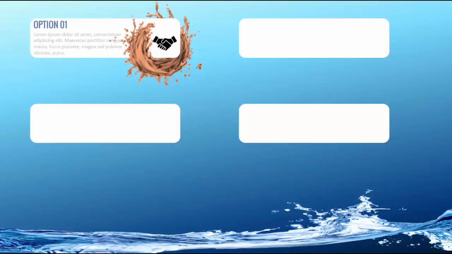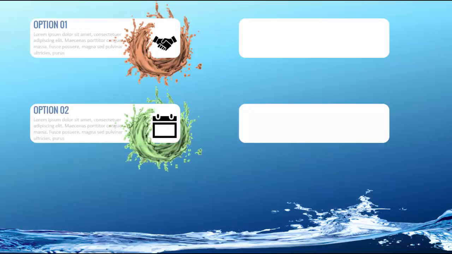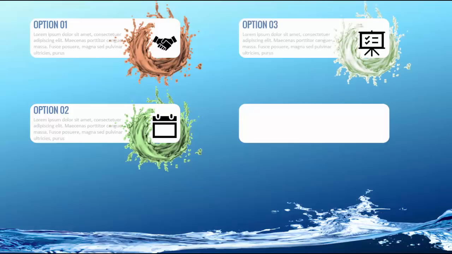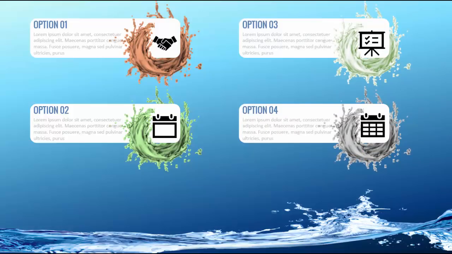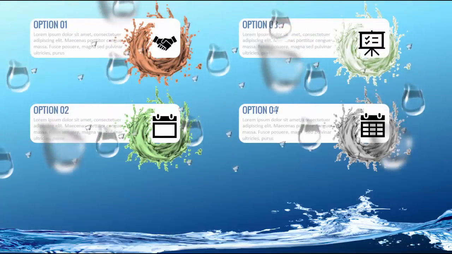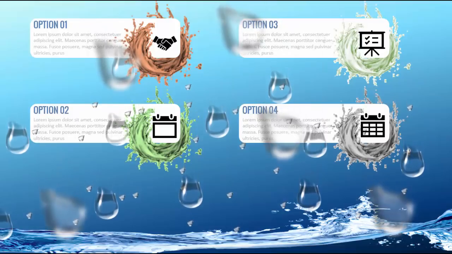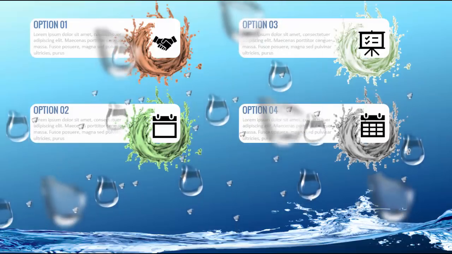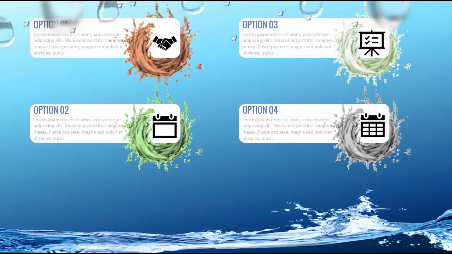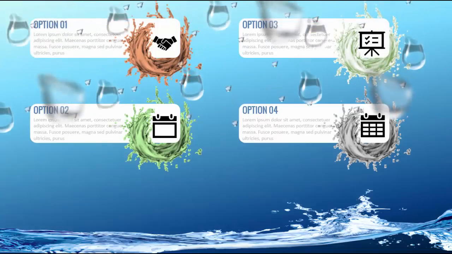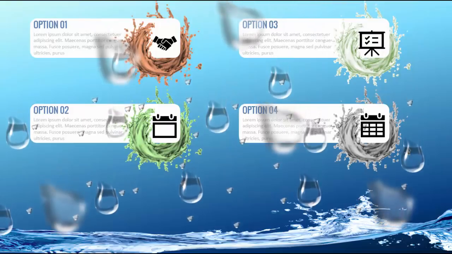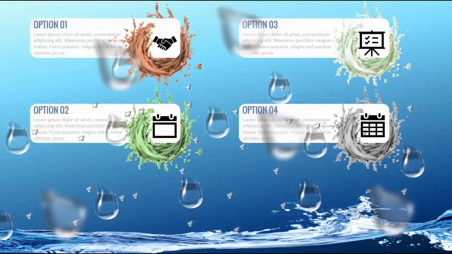And then it will show me the second one with different colors. Then the third one, and then the fourth option. Now I have added the morph transition on top of it. So when I click, the water drops come from the top. So let's see how we can create this slide in PowerPoint.